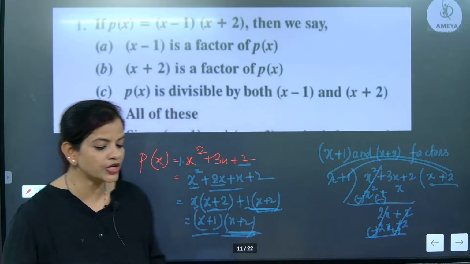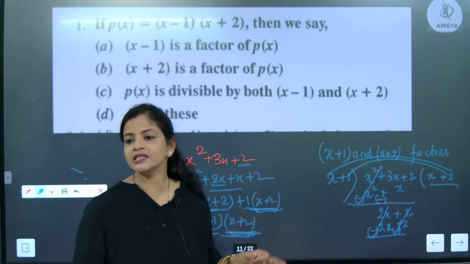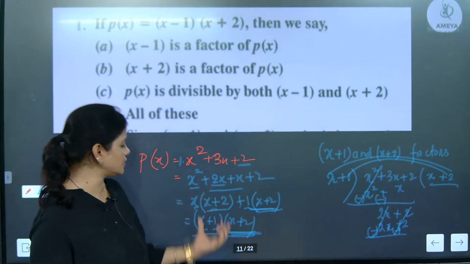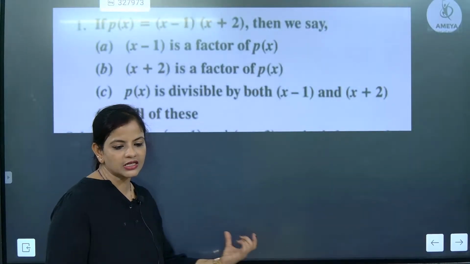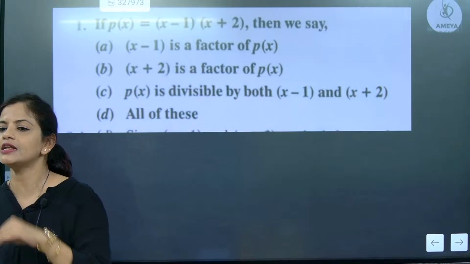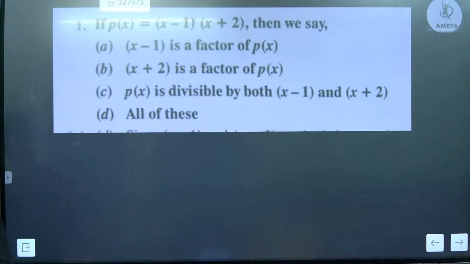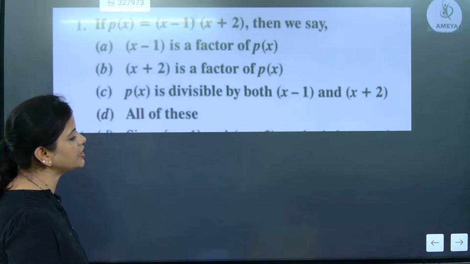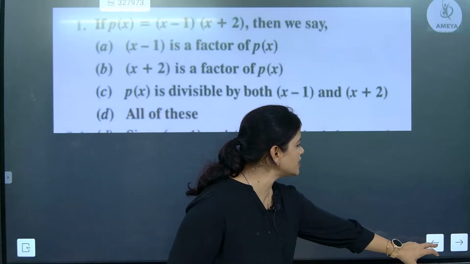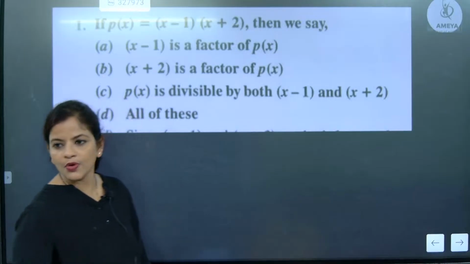So what conclusion we have drawn from here is these are called factors. What are these called? Factors. And these factors can satisfy what? The equation. These factors can satisfy the equation or polynomial. So these factors will satisfy the polynomial. I hope you might have understood.